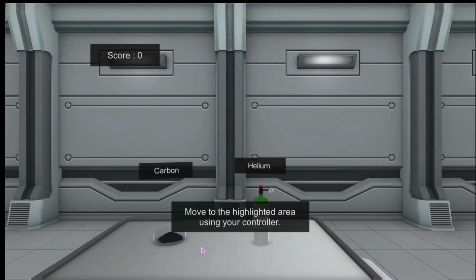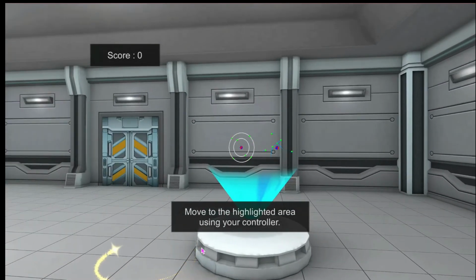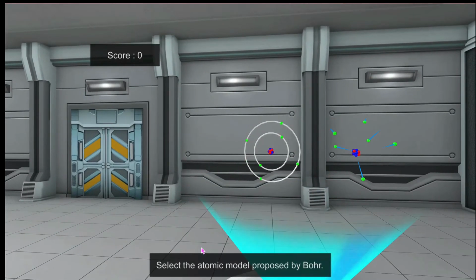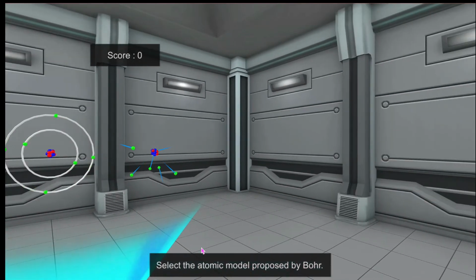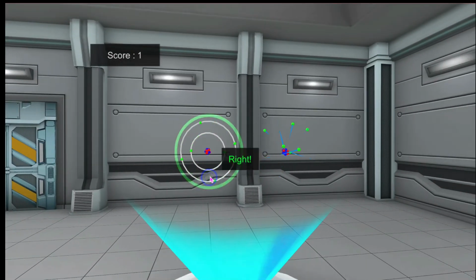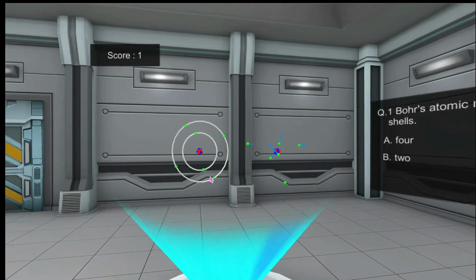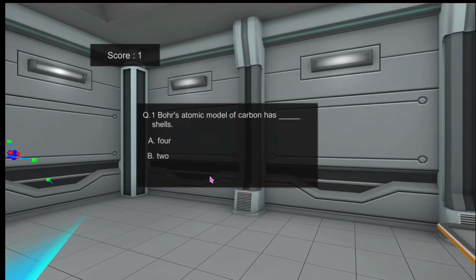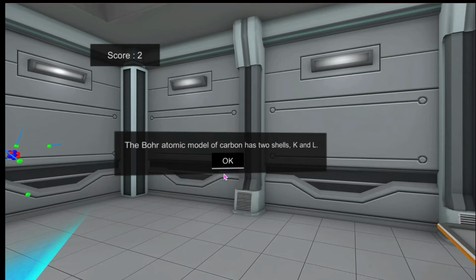Move to the highlighted area using your controller. Select the atomic model proposed by Bohr. Right! Question 1. Bohr's atomic model of carbon has shells. A, 4. B, 2. Correct! The Bohr atomic model of carbon has 2 shells, K and L.